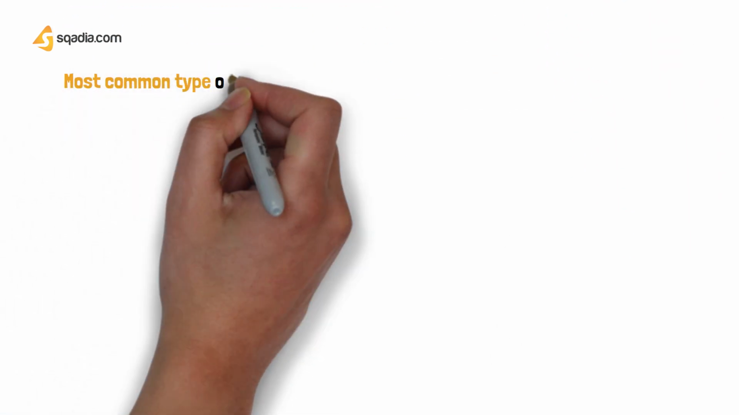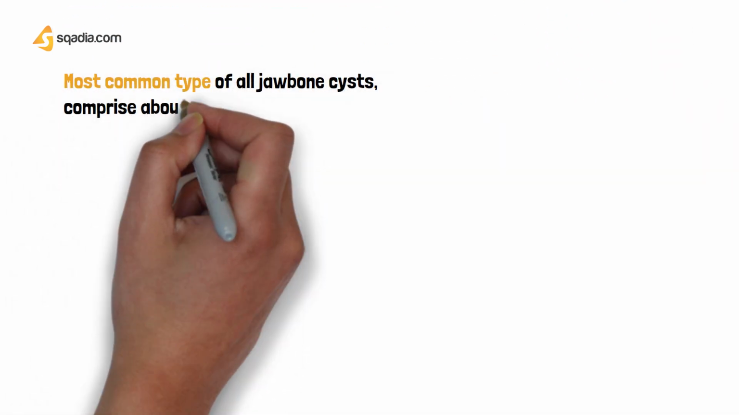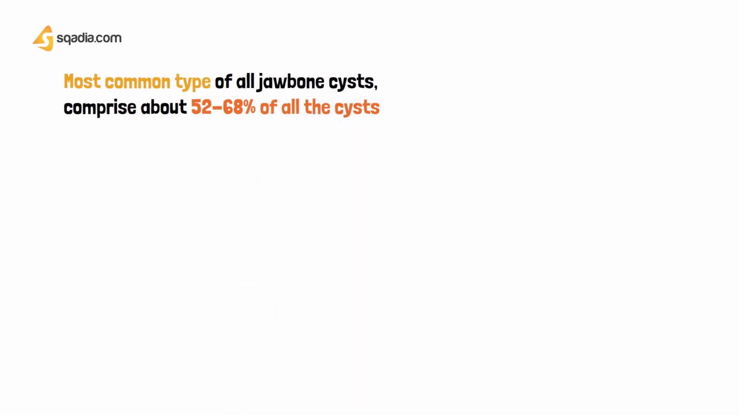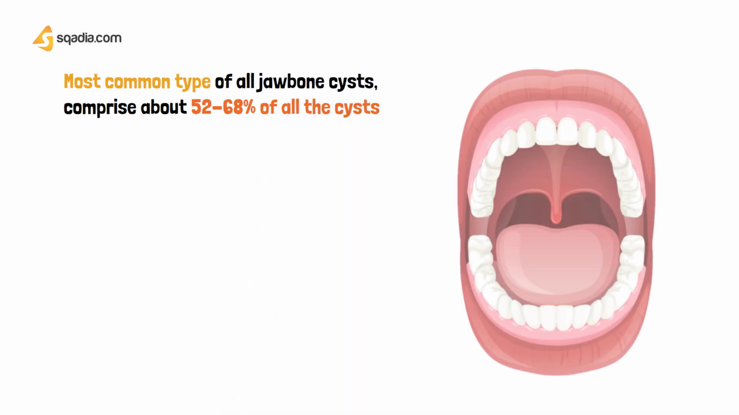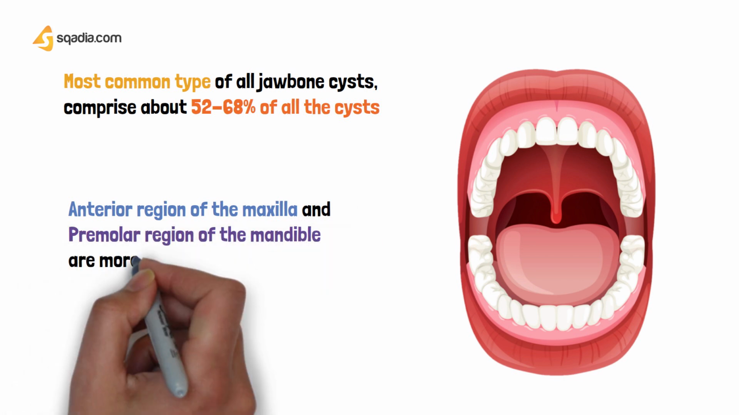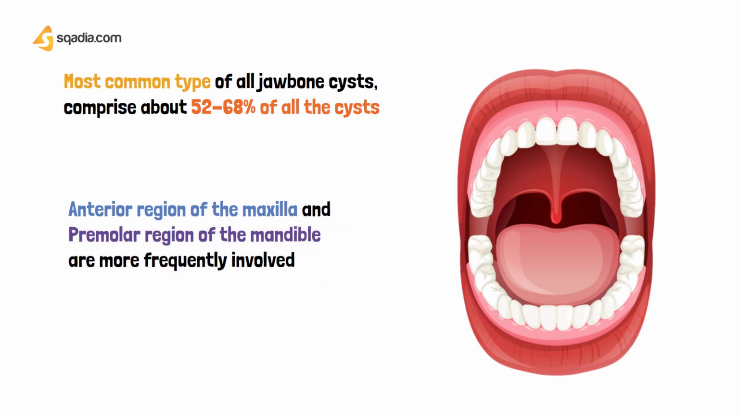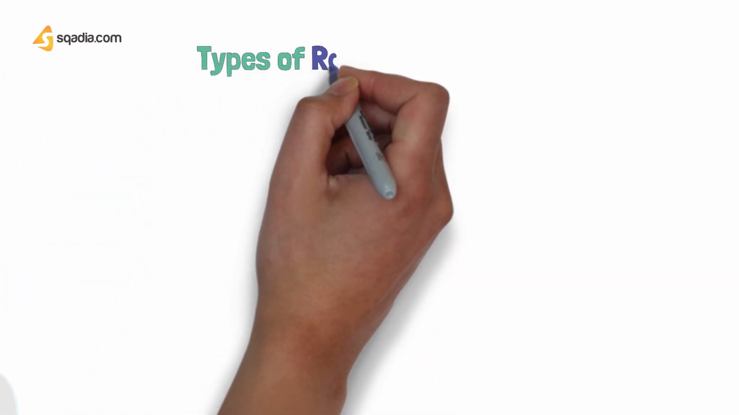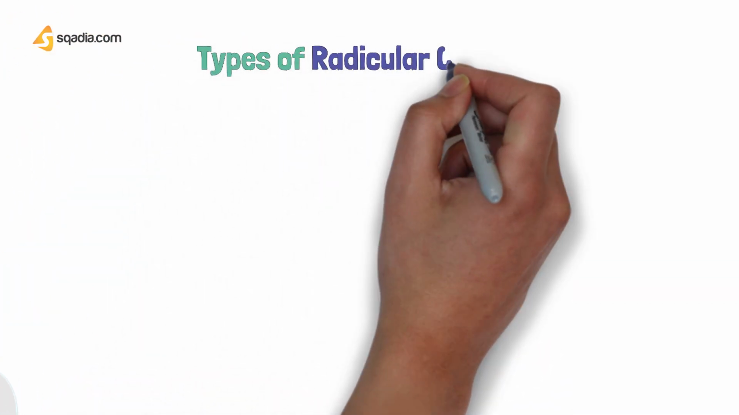It is the most common type of all the jawbone cysts. Around 52 to 68% of all the cysts turn out to be radicular cyst. The most common sites are the anterior region of the maxilla and the premolar region in the mandible. Now let's move on and talk about the types of radicular cyst.